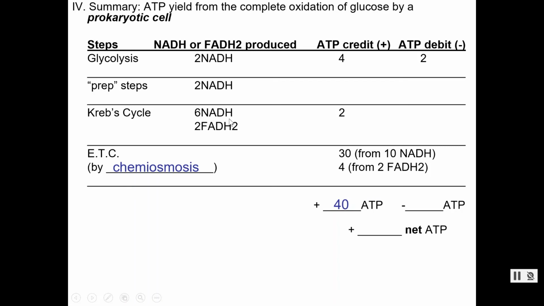Now we're going to do the math in this column. For every 1 NADH, we make 3 ATP. So 6 plus 2 plus 2, I have 10 of these. Times 3 is 30 ATP. I have 2 FADH2, but I only get 2 ATP from those. So 2 times 2 is 4. So I can add that in this column. And if I add this all up, I make 40 ATP by chemiosmosis. I do need to subtract the 2 that I used at the beginning. And so for prokaryotic aerobic cellular respiration, we net about 38 ATP.